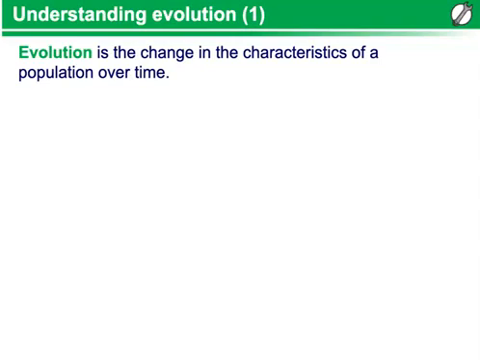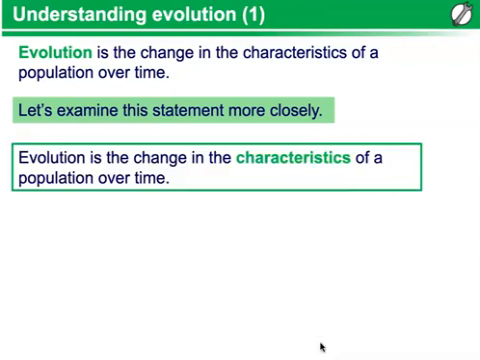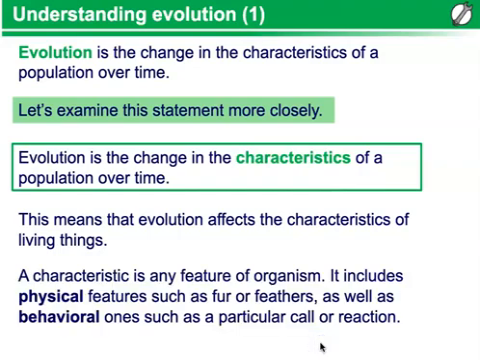So understanding evolution. Evolution is the change in the characteristics of a population over time. It's important to recognize that we're talking about populations of organisms and not necessarily individual organisms when talking about evolution. Evolution affects the characteristics of living things. A characteristic is any feature of an organism. It includes both physical and behavioral characteristics.